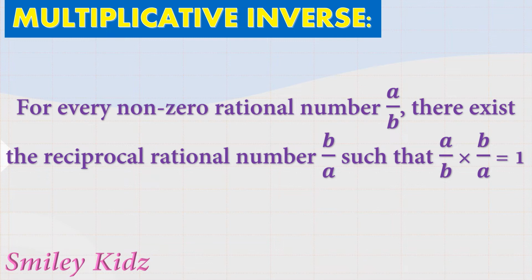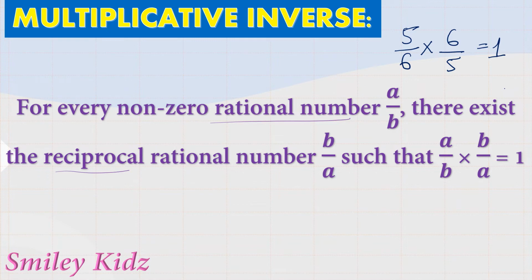Multiplicative inverse. What is multiplicative inverse? For every non-zero rational number a by b, there exists the reciprocal rational number b by a such that a by b multiplied by b by a is equal to 1. Let me give you few examples. 5 by 6. This is the rational number. What is the reciprocal of this rational number? It is 6 by 5. So when we multiply these two rational numbers, we get the answer as 1.